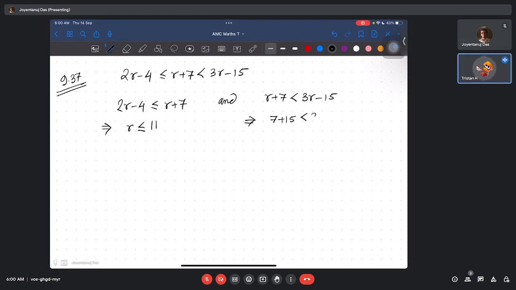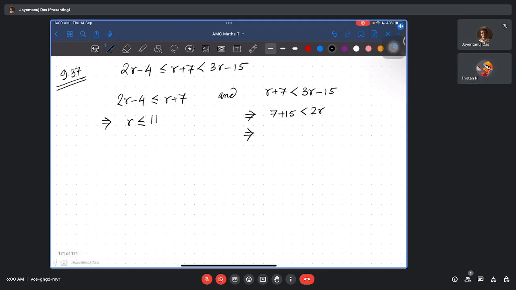No values of r. Yes. So on one side I get r is less than or equal to 11, and on the other side I get r is larger than 11. Yes. So no solution exists, right? Yes.